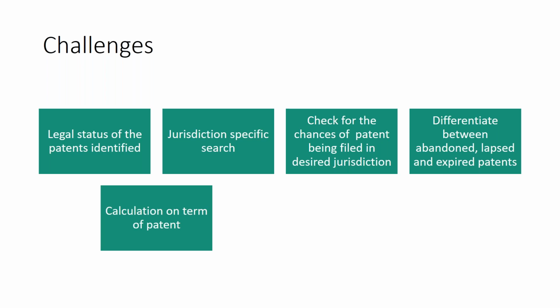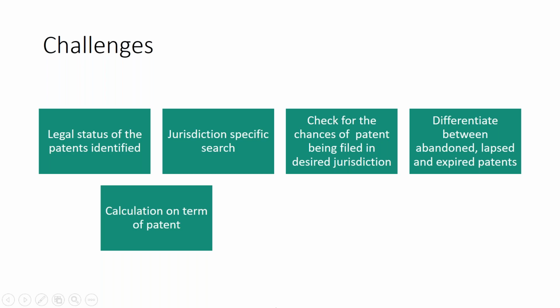Then you should know correctly how to calculate the term of a patent. If it is an Indian patent, it is 20 years from the date of filing. If it is an Indian patent that has entered India through the PCT route, then the 20 years calculation will start from the date of international filing. Section 53 talks about the calculation of the term of a patent.